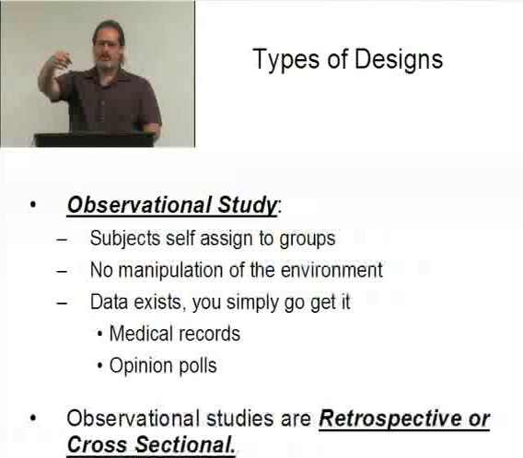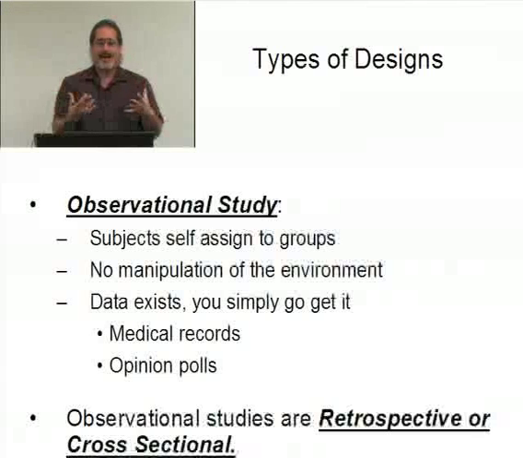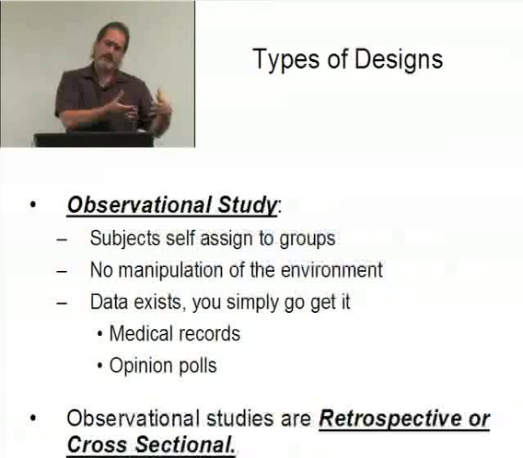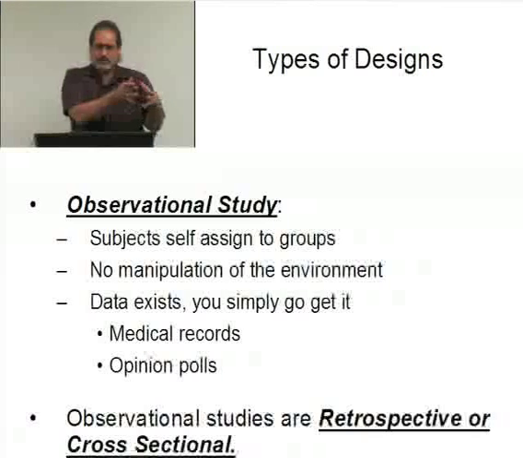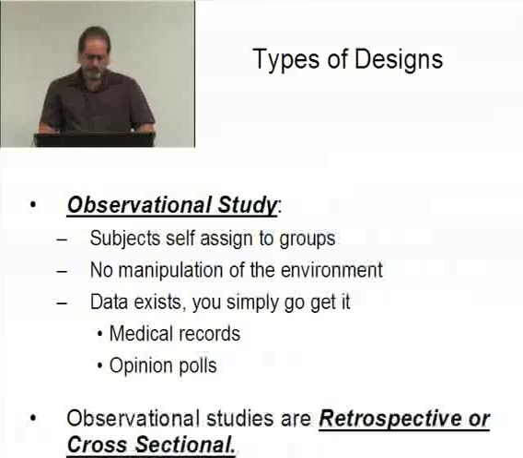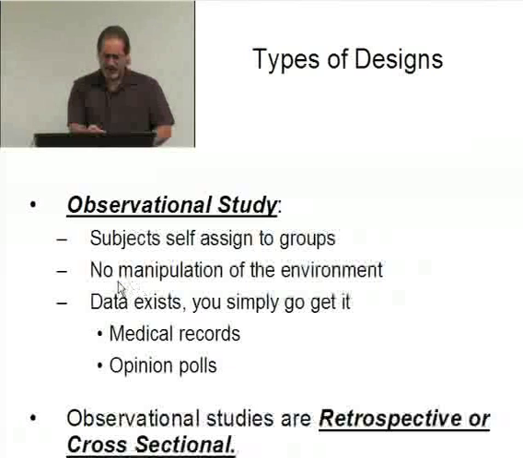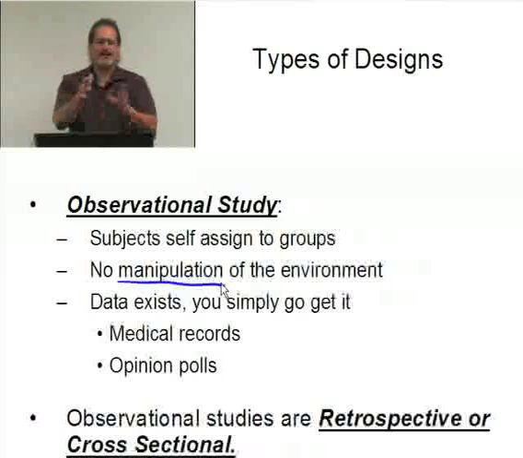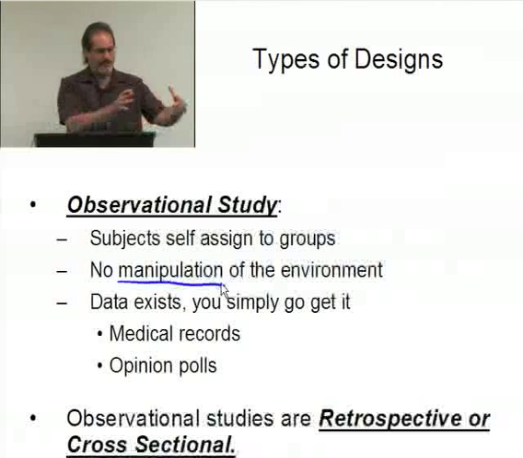Rather, you contact, maybe in medical records, people that have lung cancer, and when you look at the records, you find out, based on the records, whether they smoked and how much they smoked. See, they've assigned themselves to the smoking or non-smoking group already, just by their actions. That's the difference in an observational study. Now, in an observational study, there's no manipulation of the environment. Okay, we're not controlling anything here. It's already happened. We're just collecting the data.